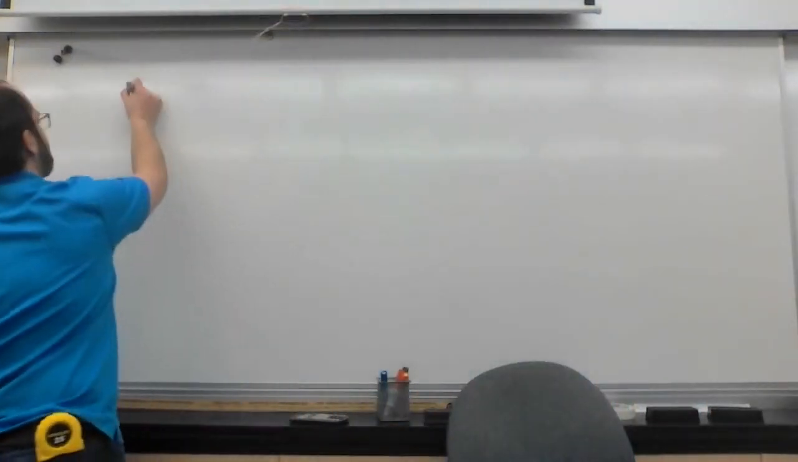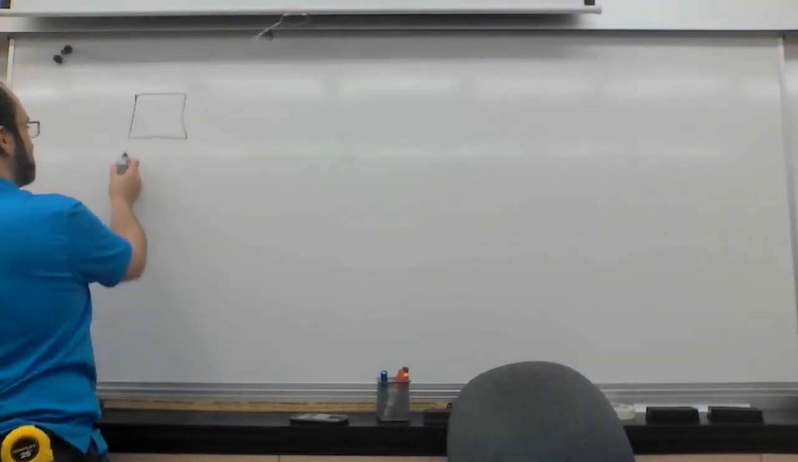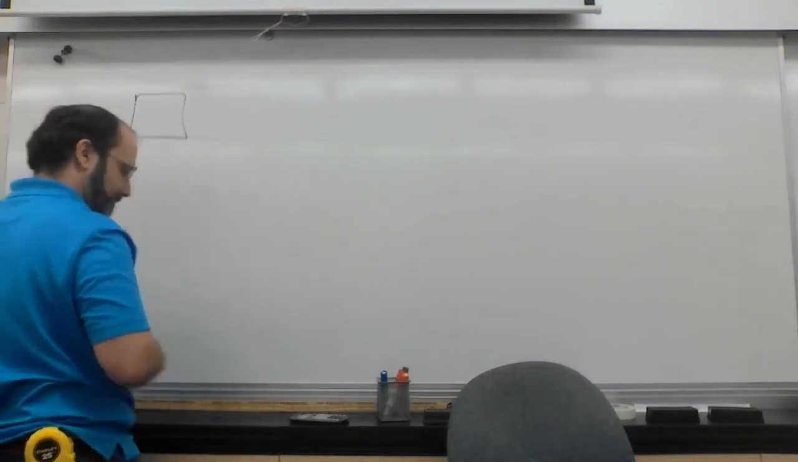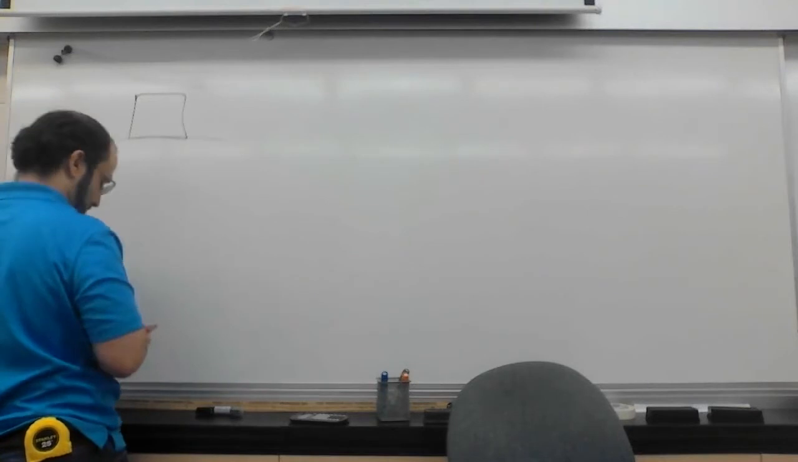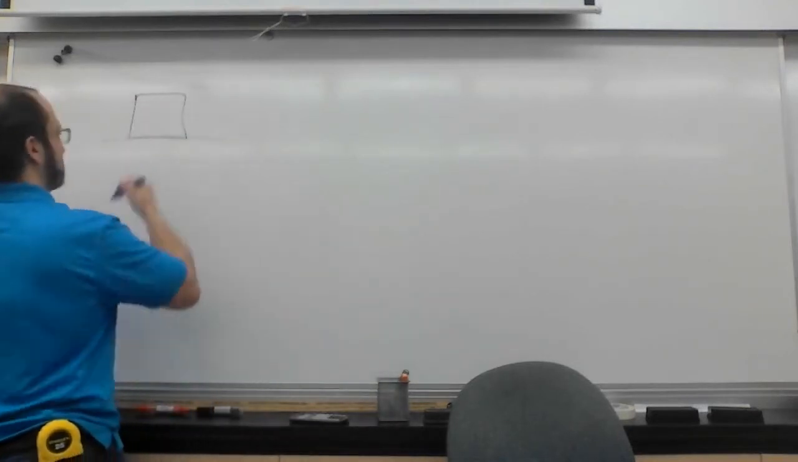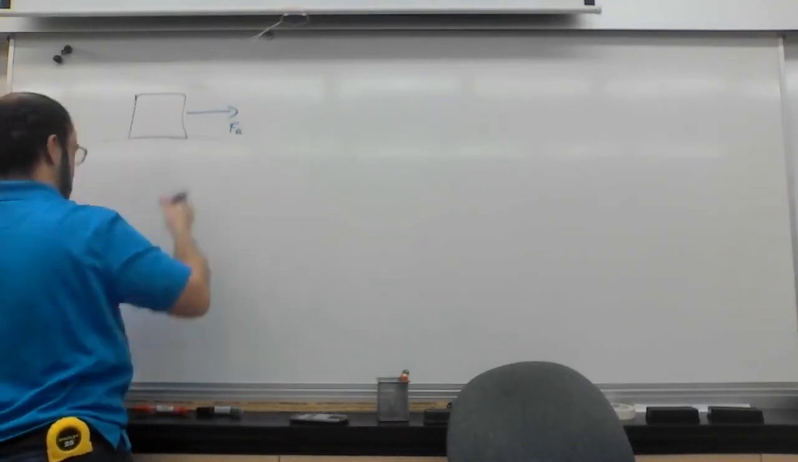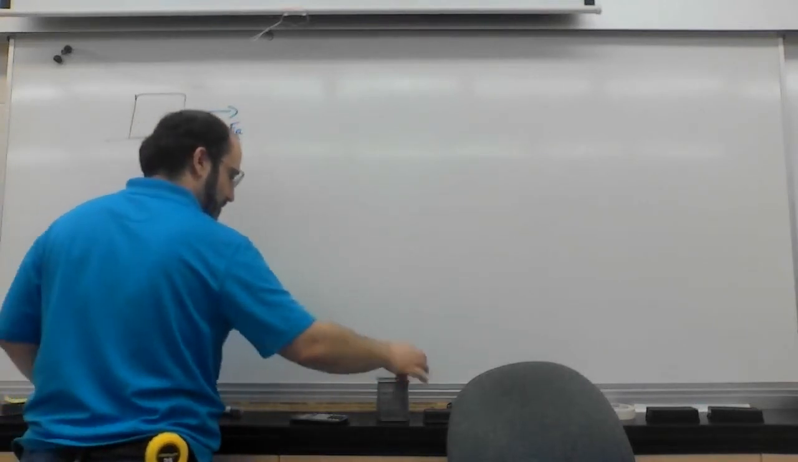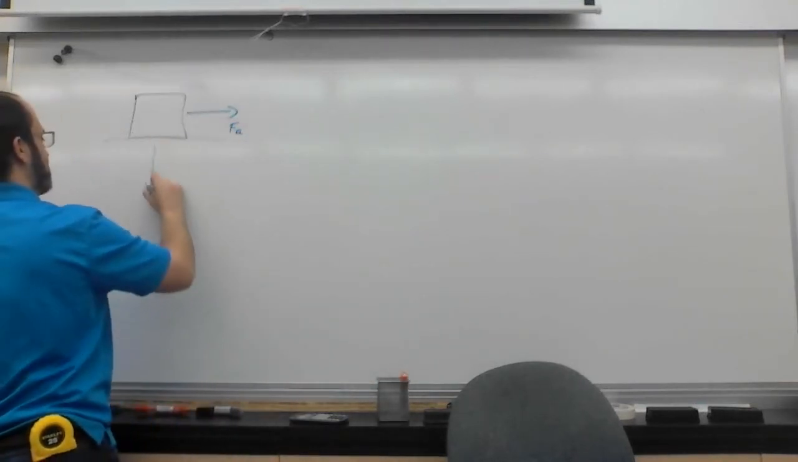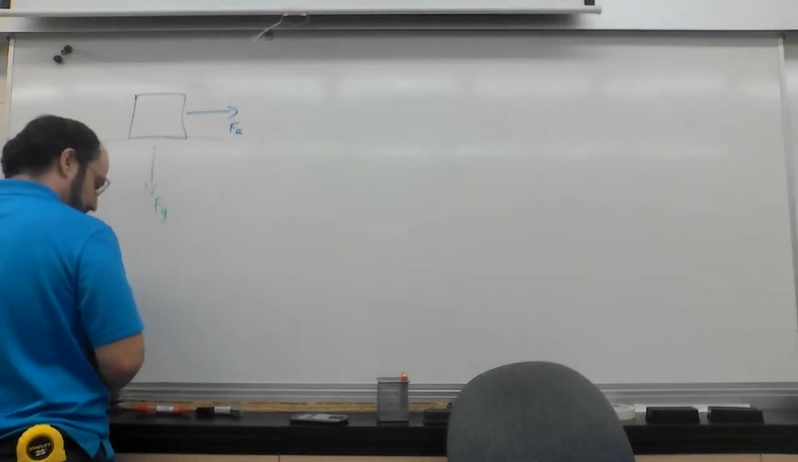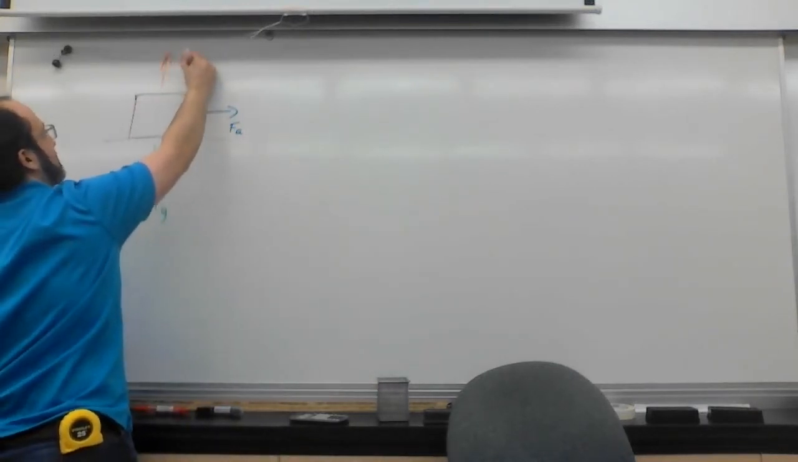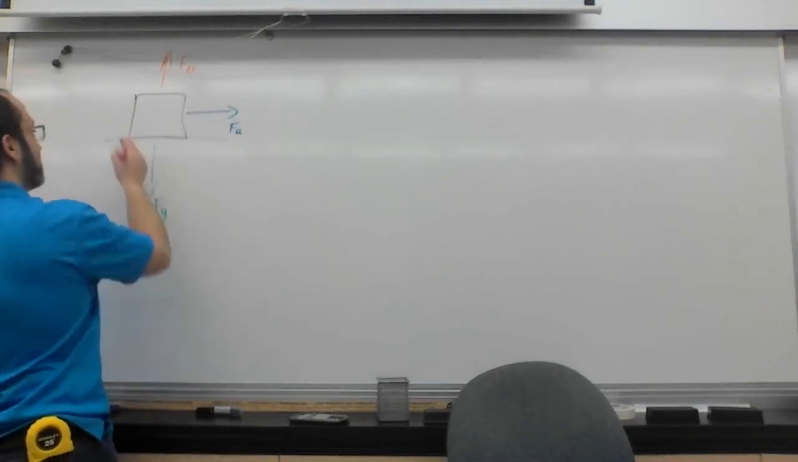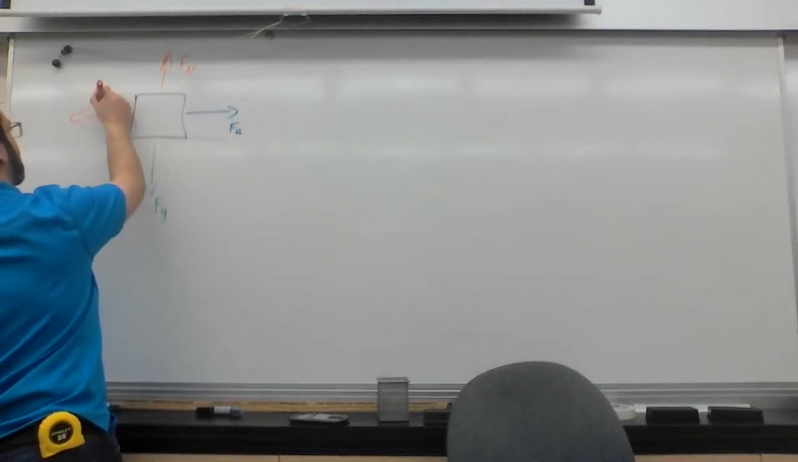Before, I'd have a situation where I'd have a box of some form, maybe on a surface. And then I would apply some kind of force, like so. And I would have a force of gravity pulling down because I'm on Earth. And I would have some kind of force normal pointing up because the table wasn't collapsing. And I'd have some kind of force of friction going backwards.